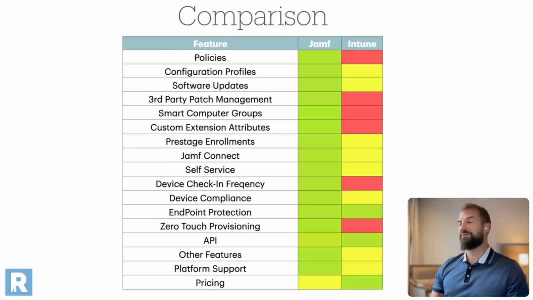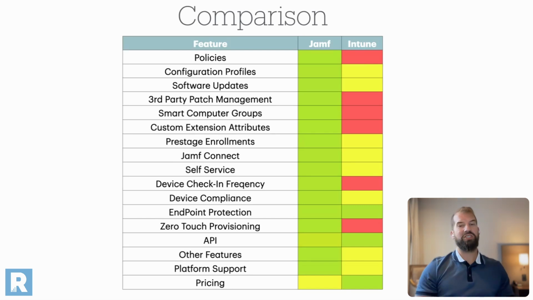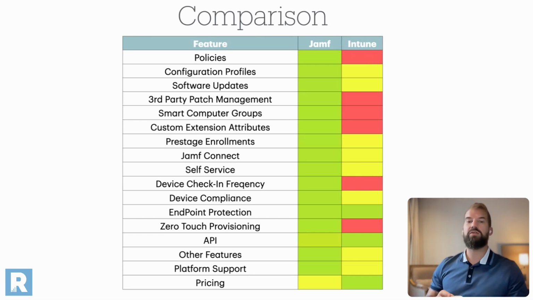Intune, with those really long check-in frequencies based on these legacy cloud servers setup they have, it just doesn't make sense. It doesn't make sense to have devices check in that slowly. It makes it so hard to manage and to troubleshoot if something's going wrong.